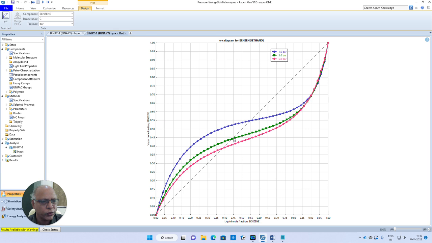Now, why should I go for 3 bar? Can I do it at 2 bar? Of course, you can analyze by plotting these curves at 2 bar. So depending on the feed composition and the top product composition that you will be able to get from the first column, you need to decide on the pressures at which the two columns need to operate in order to separate this kind of azeotropic mixture.